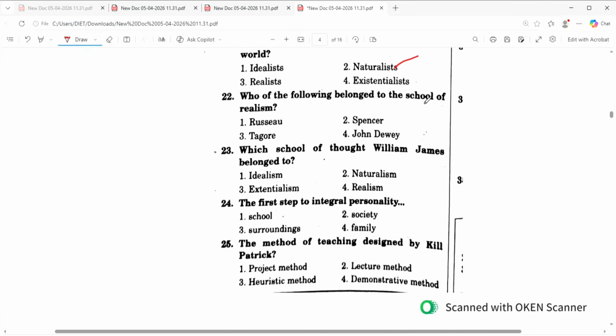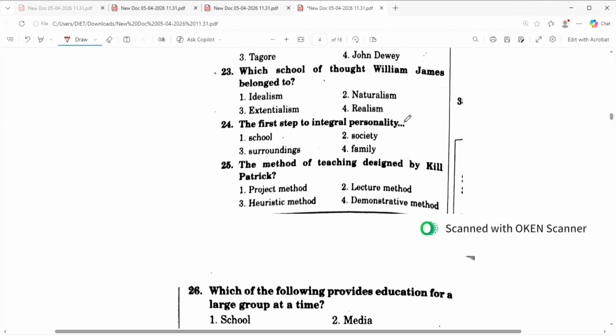Which of the following belong to the school of realism? Coming to 22, it is Spencer. Which school of thought did William James belong to? Idealism, naturalism, existentialism, realism. William James belonged to realism.